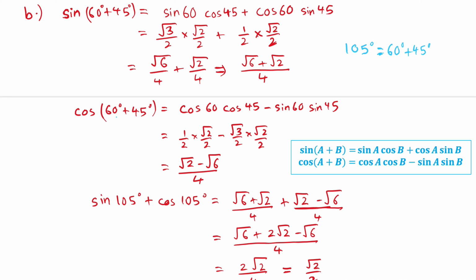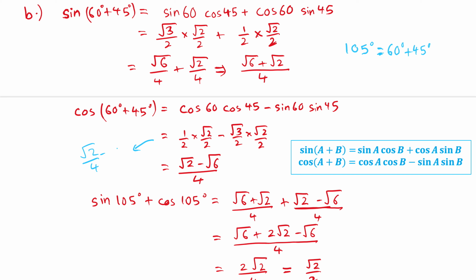So cos(60 degrees plus 45 degrees) is equal to cos 60 times cos 45 minus sine 60 times sine 45. So from here this will give us 1 upon 2 times root 2 upon 2 minus root 3 upon 2 times root 2 upon 2. Now over here I will just add a step. So 1 upon 2 times root 2 upon 2 will give us root 2 upon 4, minus root 3 upon 2 times root 2 upon 2 will give us root 6 upon 4.